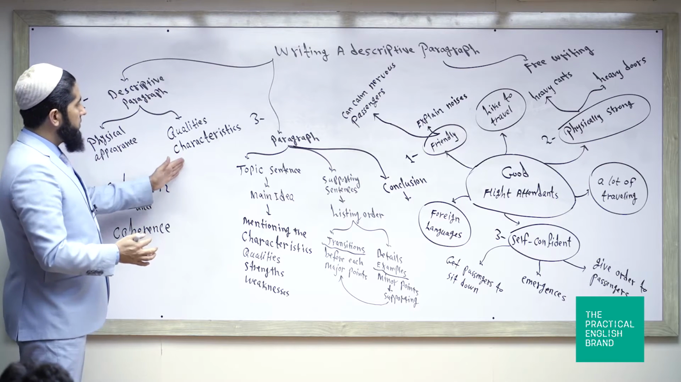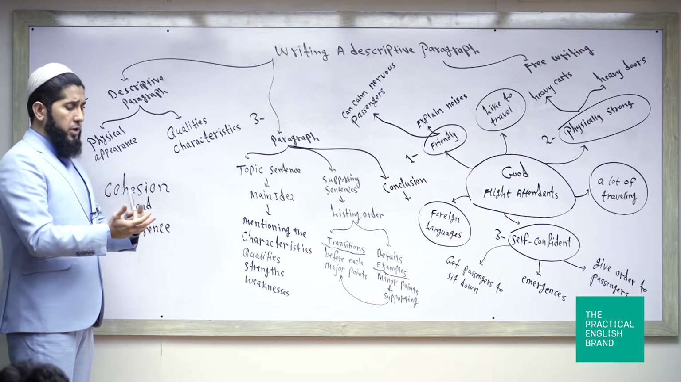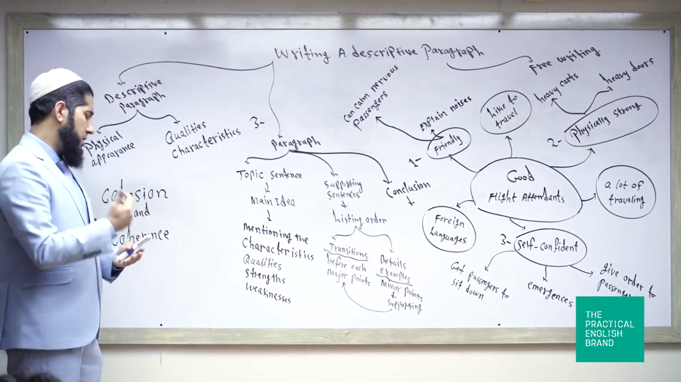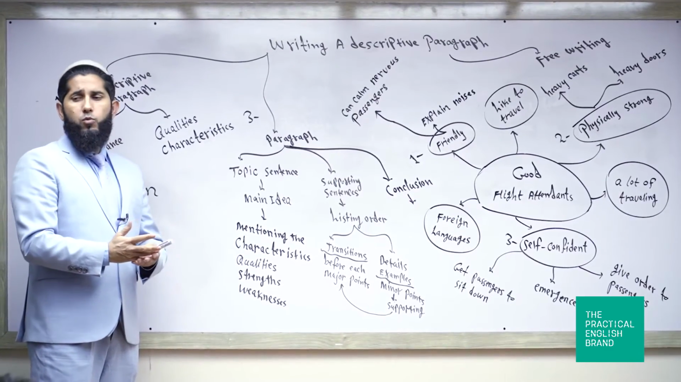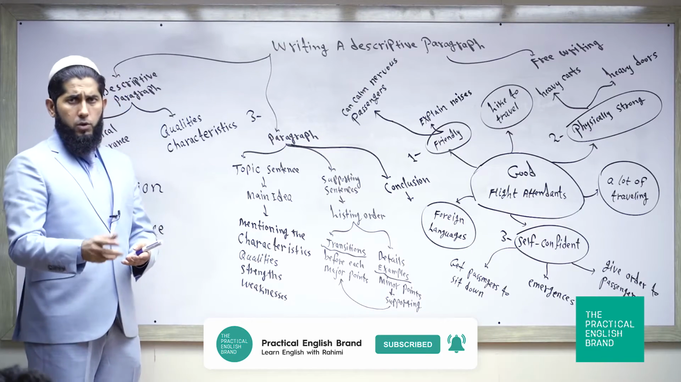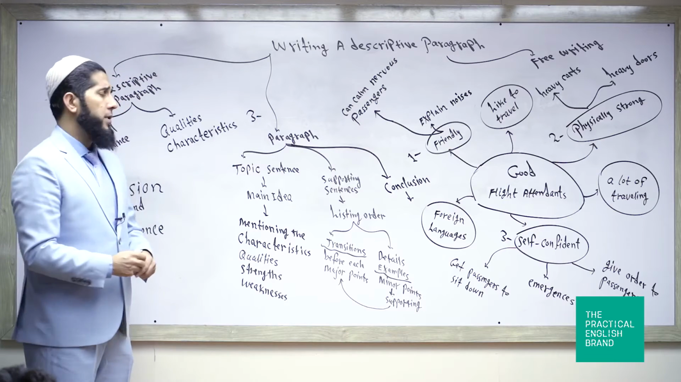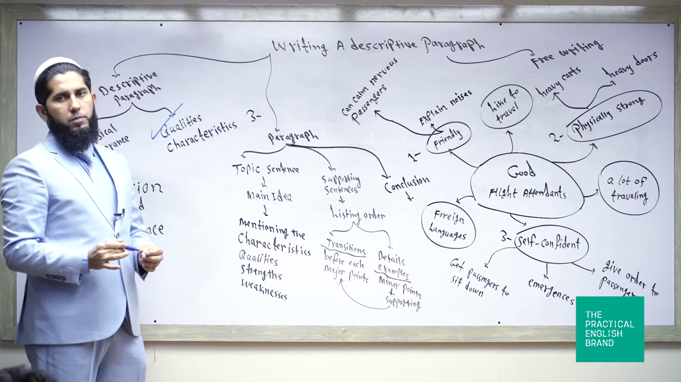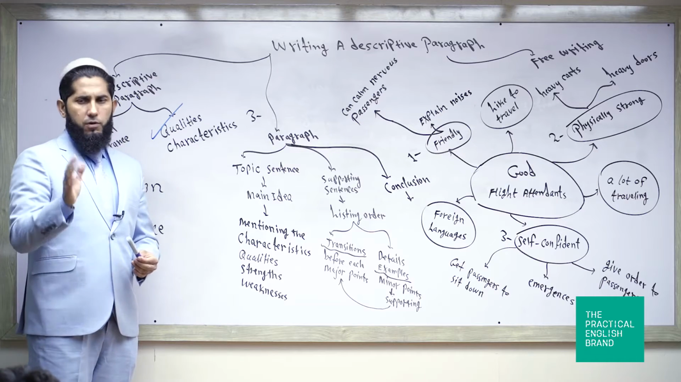In the other type of descriptive paragraph, you may describe the qualities or the characteristics of a person. Okay, which characteristics somebody has, or, for example, let's say you write your descriptive paragraph about an organization. So what kind of qualities does that organization have, okay? So today we'll be working on this type of paragraph. We will be describing the characteristics or qualities of a person.